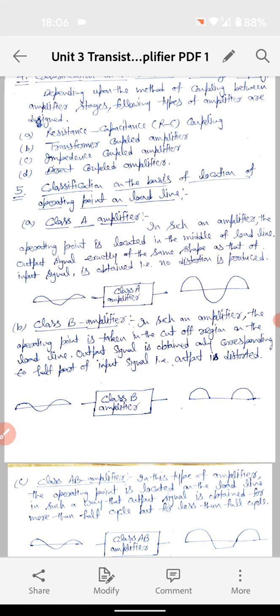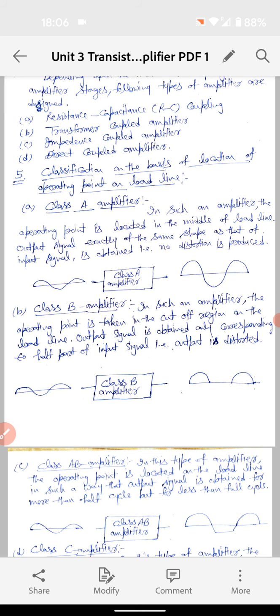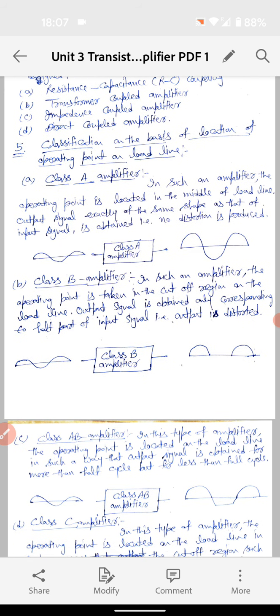Now another category is known as the class B amplifier. In such an amplifier, the operating point is taken in the cutoff region of the load line, and the output signal is obtained only corresponding to the half part of the input signal, that is, the output is distorted. We won't get the output for the whole cycle of the input. And here again, you should be aware of where this term cutoff region lies. In the transistor characteristics, the cutoff region lies at the bottom of the characteristics.